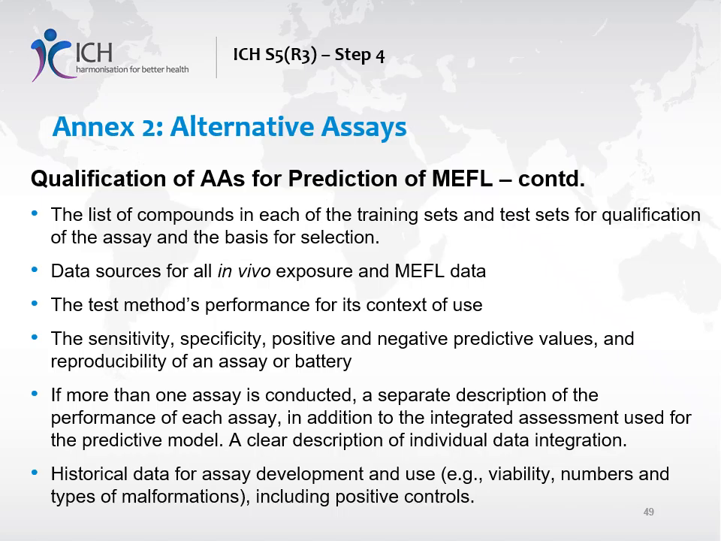The performance of the training and test sets can be evaluated separately and or together provided the selected approach is justified. In cases when more than one assay is conducted, a separate description of the performance of each assay in addition to the integrated assessment used for the predictive model. A clear description of how the results of individual assays are integrated into the final prediction. Historical data for assay development and use, e.g. viability, numbers and types of malformations, including positive controls.